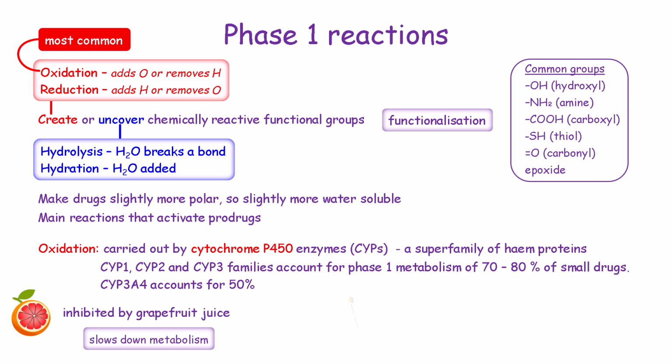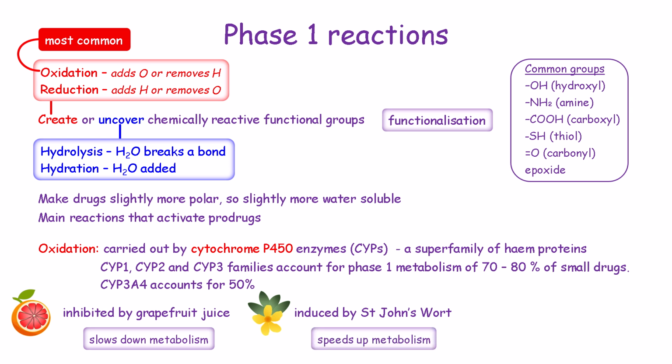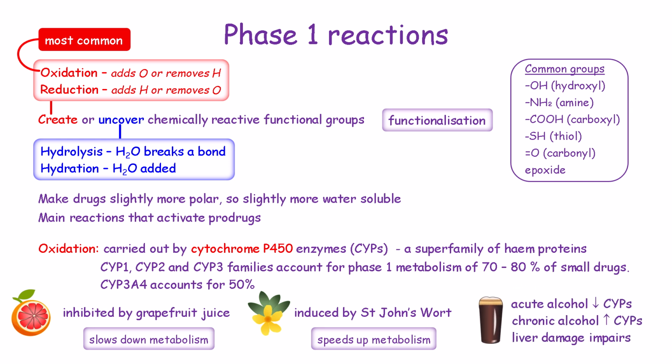In contrast, St. John's wort, a popular dietary supplement, induces CYP3A4, accelerating metabolism and thereby lowering drug concentrations below therapeutic levels. The interaction between alcohol and CYP enzymes is more complex. Acute alcohol consumption inhibits the activity of several CYPs, while chronic use induces some CYPs. However, long-term alcohol use also causes liver damage, which can impair overall drug metabolism and complicate dosing further.